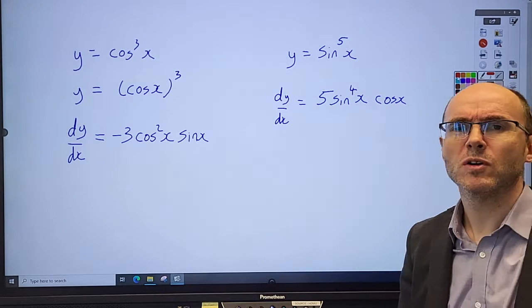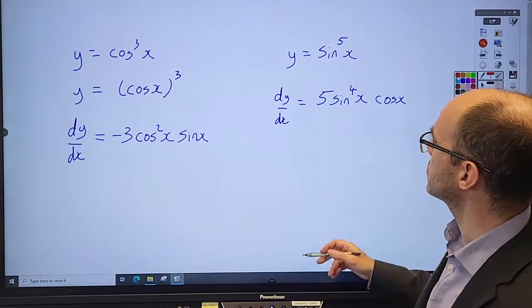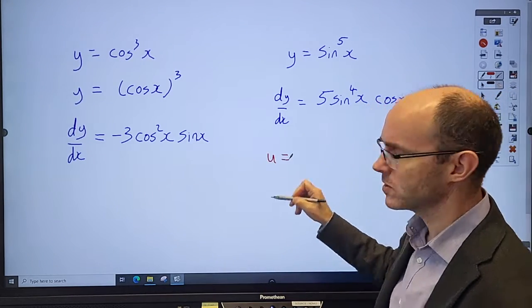If not, let me just one more time take you through how we set it up using the chain rule. Using the chain rule, I've got a different colour now just to highlight it.